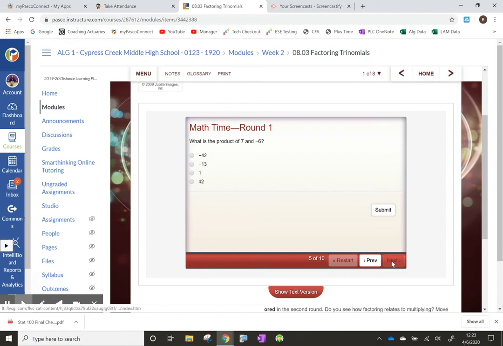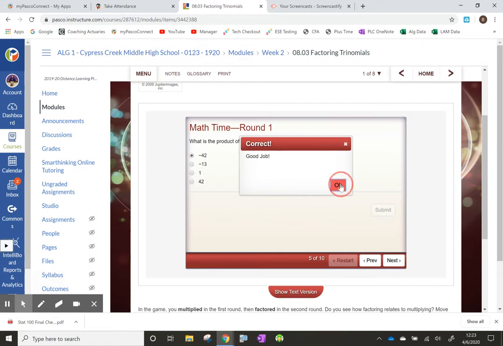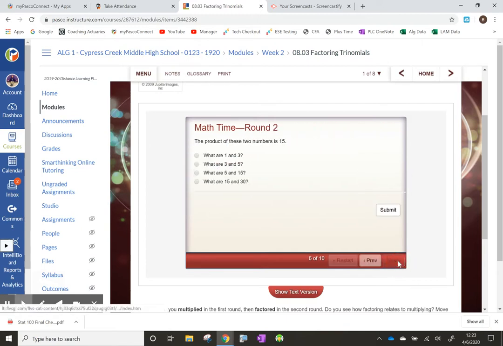Next. What is the product of 7 and negative 6? So multiplying these two together again, 7 times negative 6, it will be a negative number. And it'll be negative 42. Let's go. Okay. Hopefully you guys can do some of this multiplication. This is just kind of a warm-up, if you will.